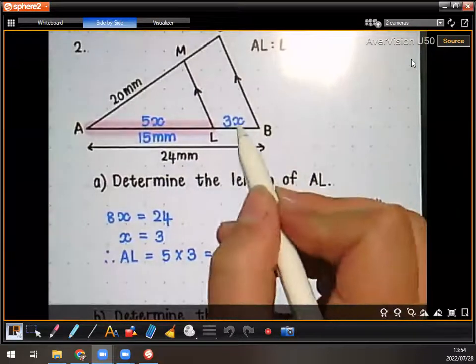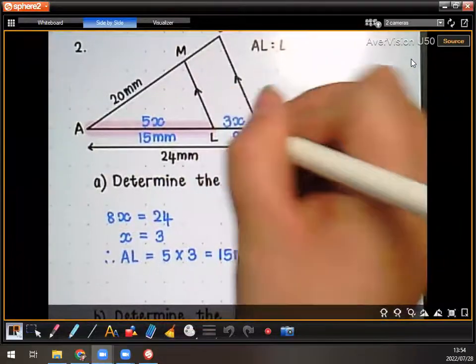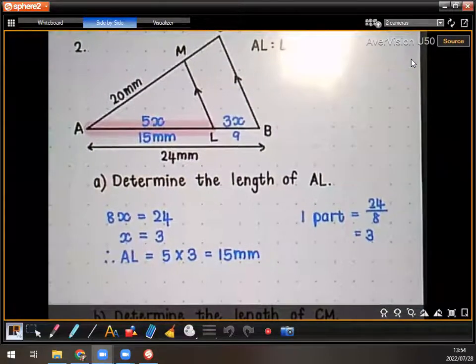Okay, can we figure out what this one is, guys? It'll be 9. So you can fill that in as well. 3x, 3 times 3, 9.